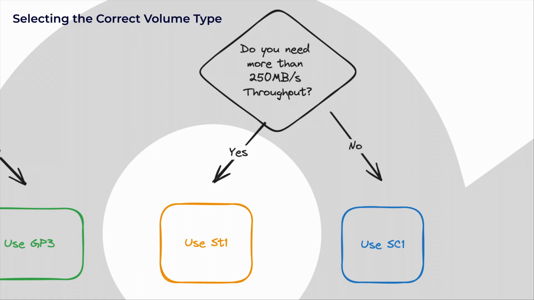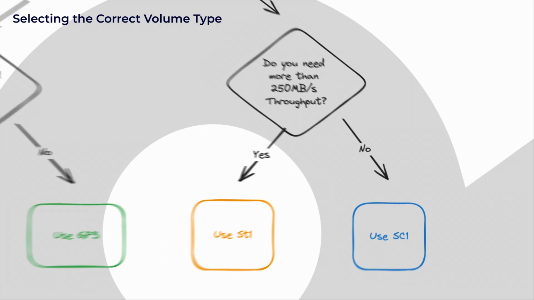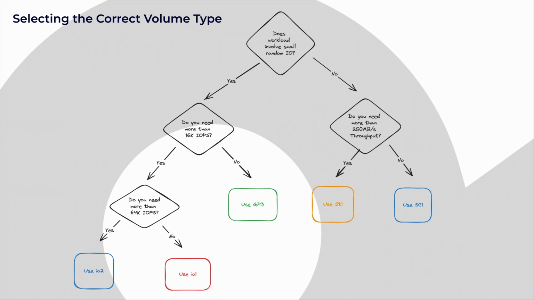If your workload is throughput intensive, then you're going to use your HDD-based volumes. And here we're looking at your throughput performance. So here you need to ask yourself, do you need more than 250 megabytes of throughput? If you do, use ST1. If you don't, use SC1.